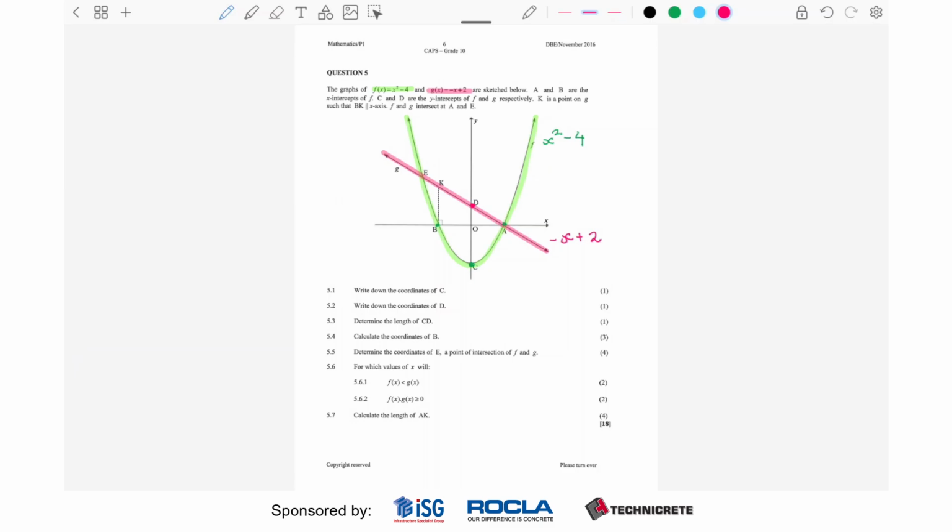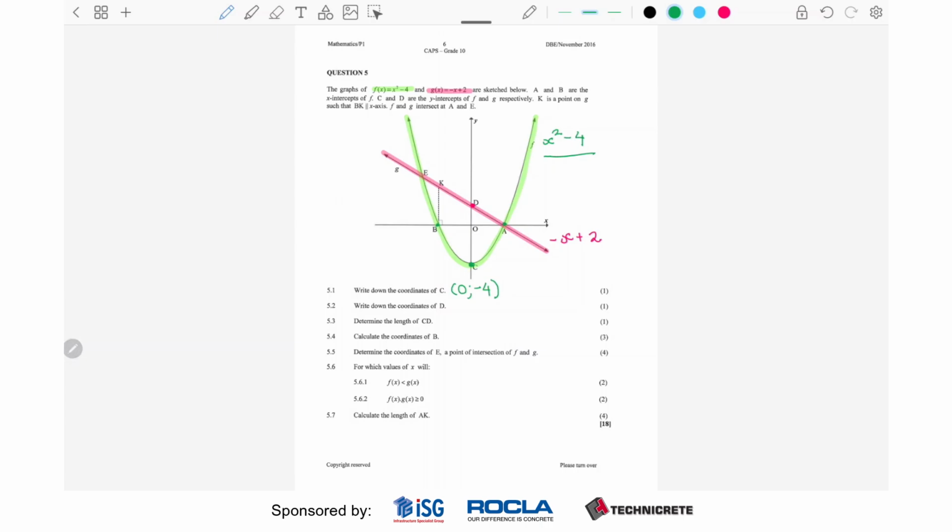Okay, now as we know, the first question wants us to write down the coordinates of C. So C, we know it's the y-intercept of the green graph. So when we have a y-intercept, we're going to make x 0. So once x is 0, and we plug that into this equation here, we're automatically going to get negative 4. Therefore, the point of C is (0, -4).